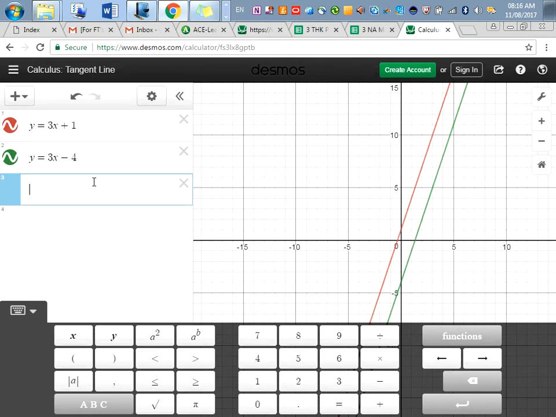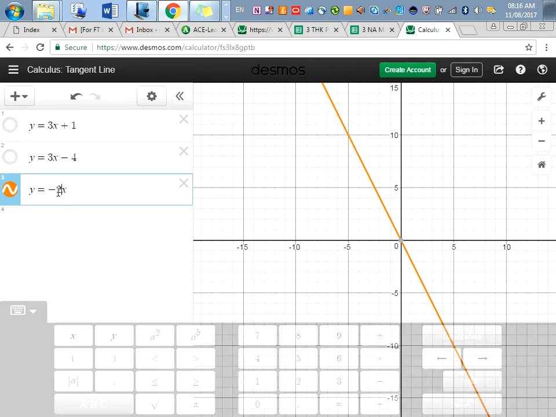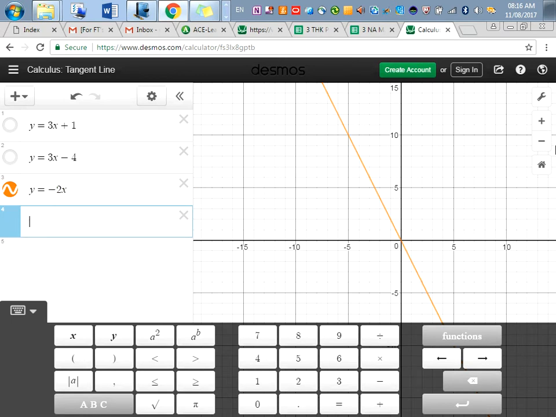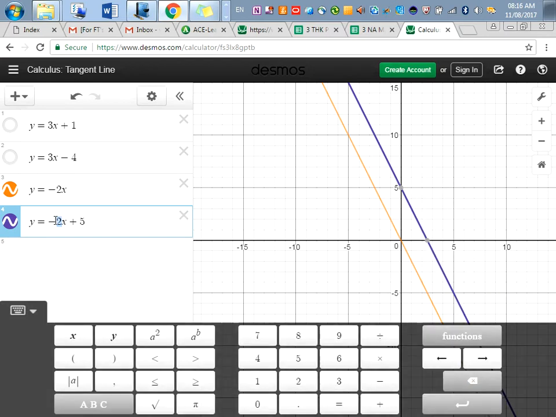Okay? Then I have negative gradients. Y equals negative 2x, for example. So now, orange line, sloping downwards because the coefficient of x is negative 2. So similarly, I can have y equals negative 2x plus 5. So I have another line in purple color, which is parallel. They are just as steep as each other at every single point because they have the same gradient.